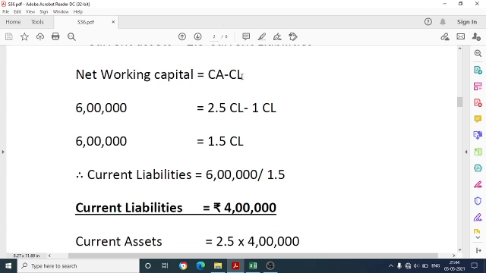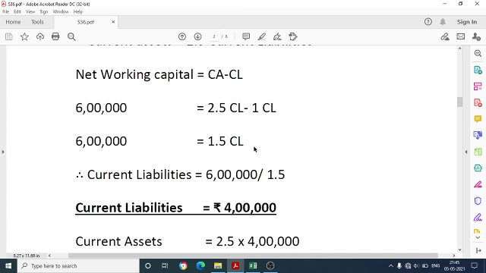So in that case, what we need to do here, current asset should be written in the form of current liability. So now ಇಲ್ಲಿ ಮೇಲೆ ಬರ್ದಾಗೆ 1 current asset is equal to 2.5 current liability. So the current liability will remain current liability only, 1 current liability. So equation is 6 lakh is equal to 2.5 current liability minus 1 current liability. So that means 6 lakh is equal to 1.5 current liability.